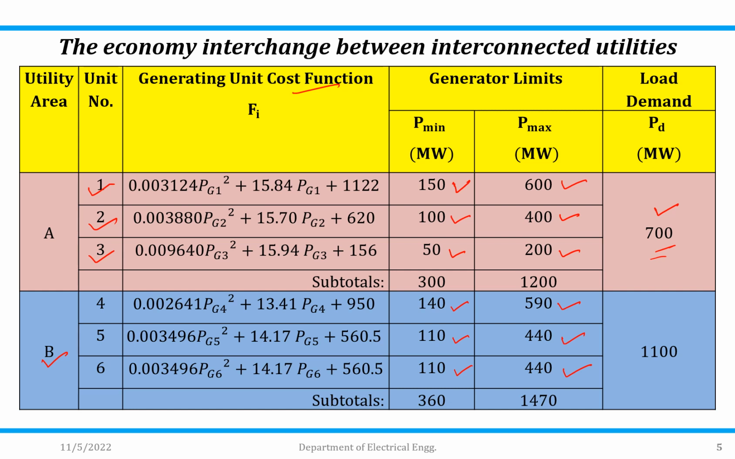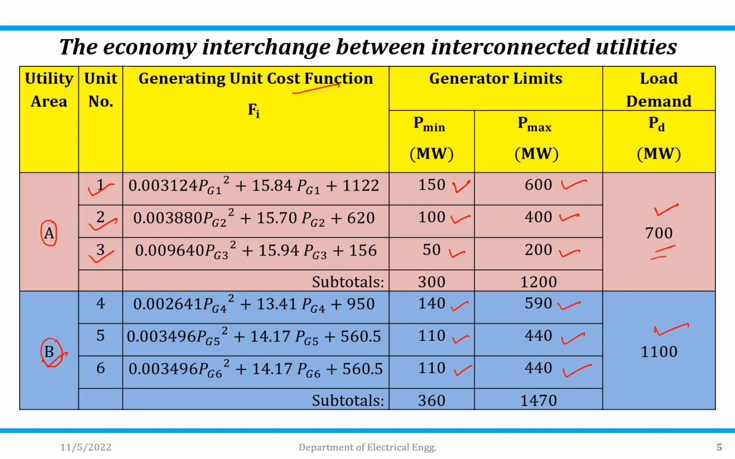Now the load demand for utility B is 1100. What we will do is first solve this numerical for area A, that is utility A. We will find what the generation PG1, PG2, PG3 is for satisfying this demand of 700. Then we will recalculate it again for area B, to see what PG4, PG5 and PG6 will be in order to fulfill this 1100. And after that we will think about this.